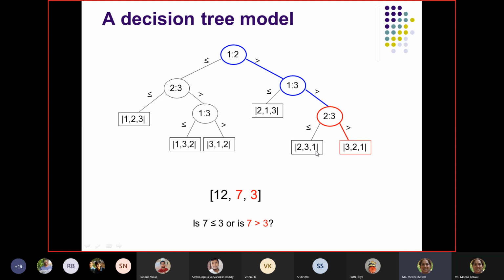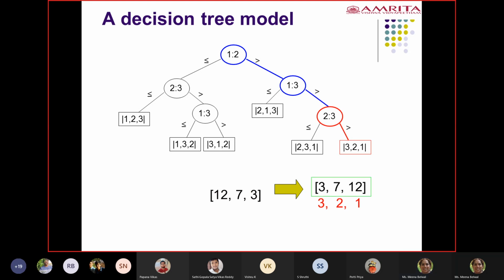And this branch tells us that the reordering should be like this: 3, 2 and 1. So 12, 7 and 3 has to be 3, 2 and 1. That is what my decision tree model says. So 3, 2 and 1 tells me that this is the sorted array: 3, 7 and 12.